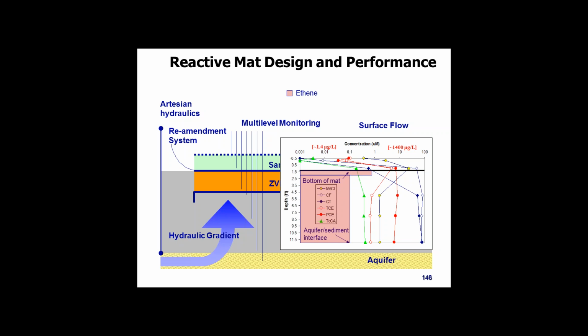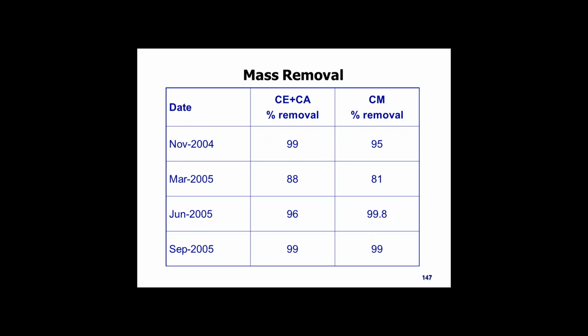And you can look at the ethene measured in the subsurface below the mat, into the mat, and through the mat. You can also look at ethane, same sort of thing. And finally, methane being generated in the mat, showing that it's active. So here's a look at mass removal. And you can see that there's a very high level of removal in the mat.